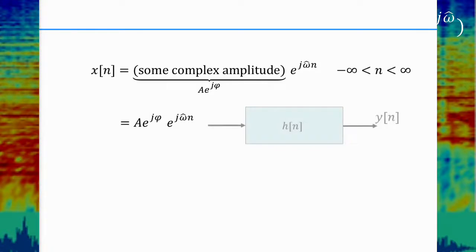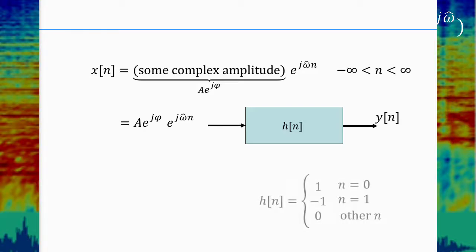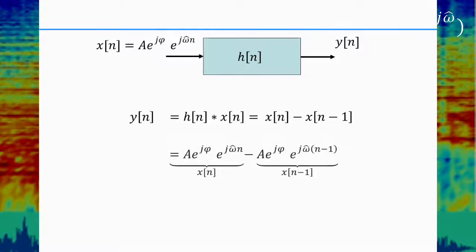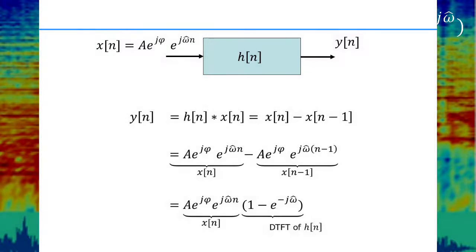Let us consider the example of a simple LTI system with the impulse response h0 is 1 and h1 is minus 1. This short derivation shows that the output signal is equal to the input signal multiplied by a term that we readily recognize as the DTFT of the impulse response h of n. The interpretation of this result is important.